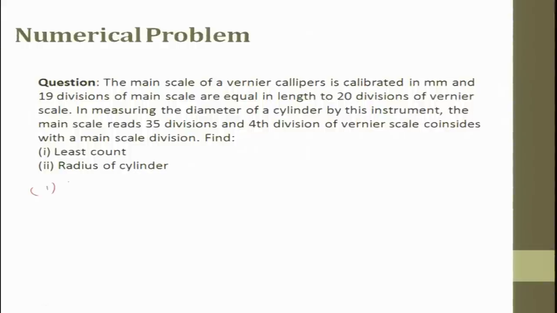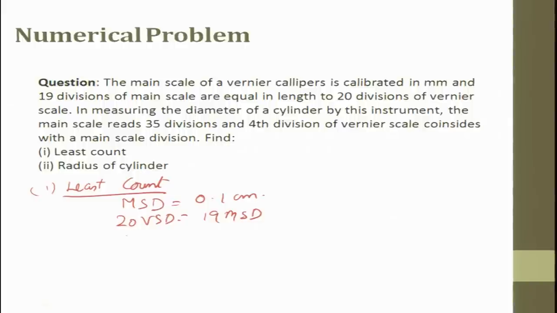So, first let us figure out the least count. The main scale division is 0.1 centimeter, and 20 vernier scale divisions are equal to 19 MSD. So, VSD is nothing but 19 by 20 MSD, which is 0.095 centimeter. Is this the least count?